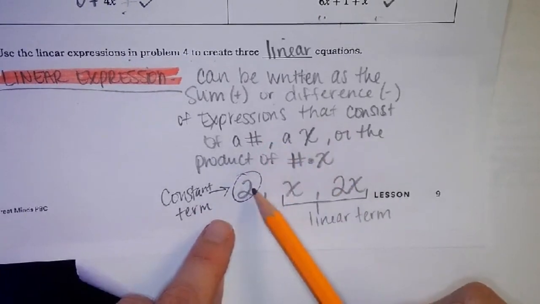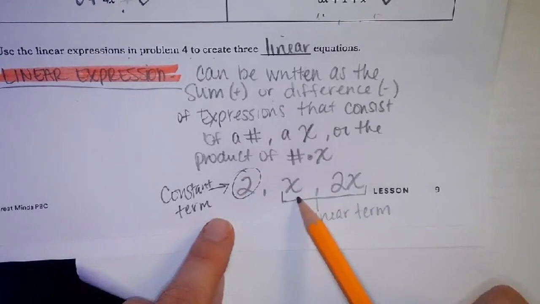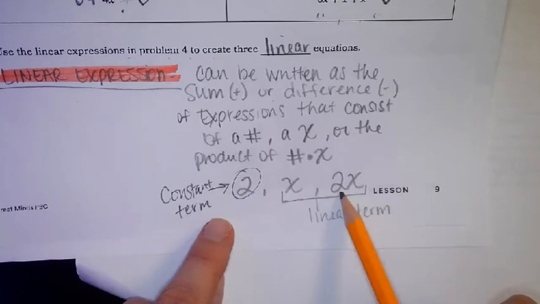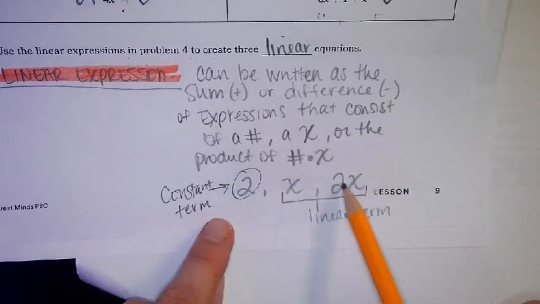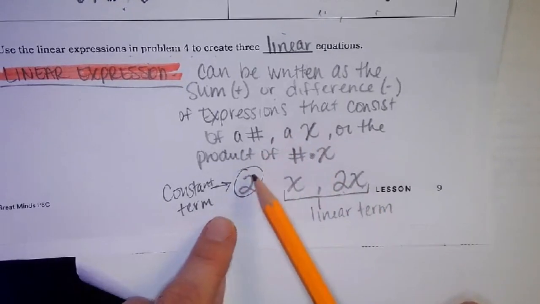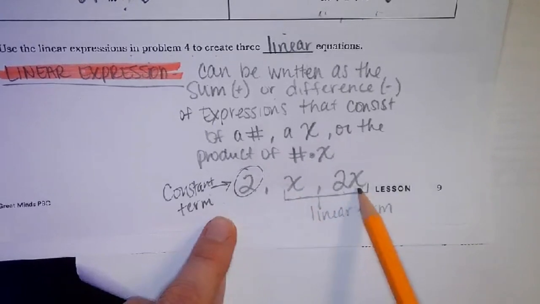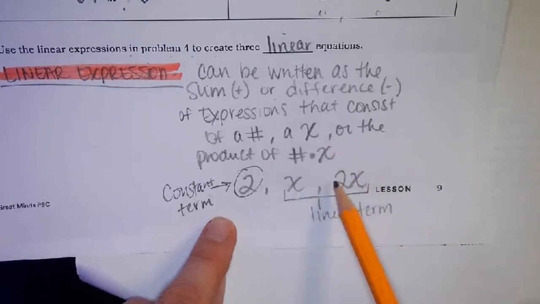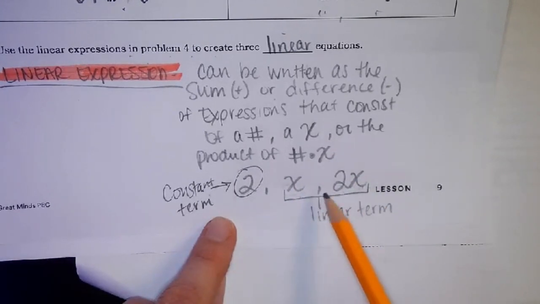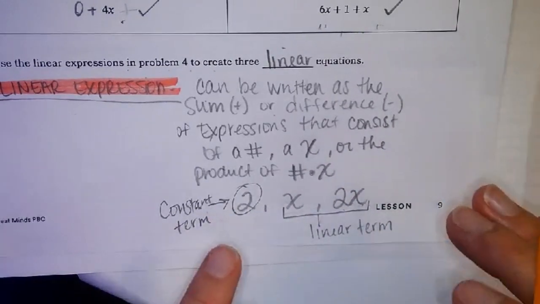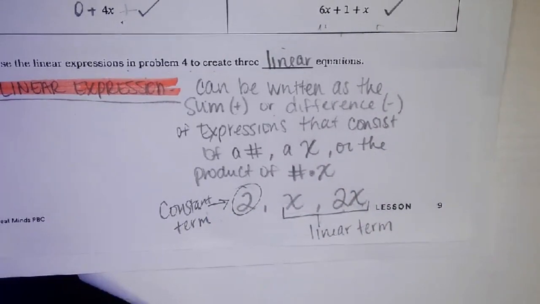It would look like this. Here's our number, here's our variable, here's our number with a variable. It's multiplying. Product means to multiply. This number right here is a constant term, and the variable or the number with a variable are linear terms. I want you to pause the video so you can copy this down in your book, and then we'll go a little bit further.